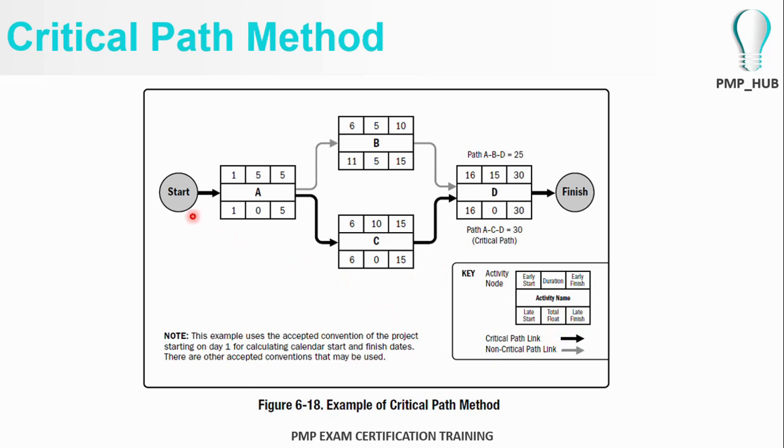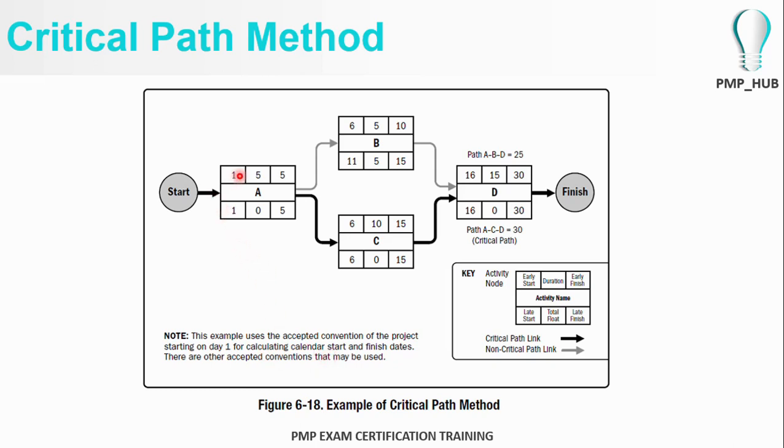From the start of the project, there is an activity A, and after activity A, two activities can start in parallel, activity B and activity C. Activity D is waiting for the output of activity B and activity C to commence. In this example, please note that the example has been developed using calendar days.